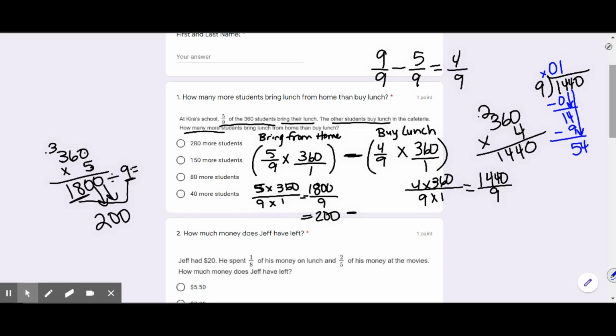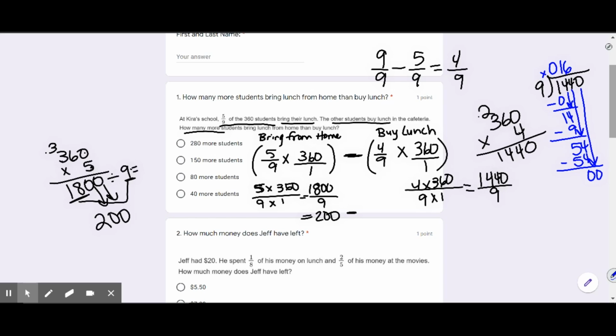How many 9s can I get out of 54? I know my 9s facts. That's 6. If I didn't know my 9s facts, I should have written them down somewhere, and we would do that step beforehand. So that's 54. Subtract it out. I get 0. Bring down the last number, which is 0.